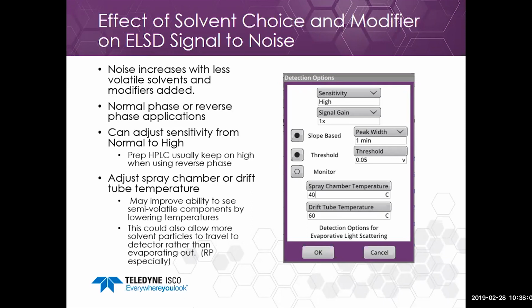Changing the spray chamber and drift tube temperatures allows more solvent particles to travel to the detector rather than evaporating out. So if you're lowering the temperature for reverse phase, you may be getting into some trouble if you go too much lower than the default settings.